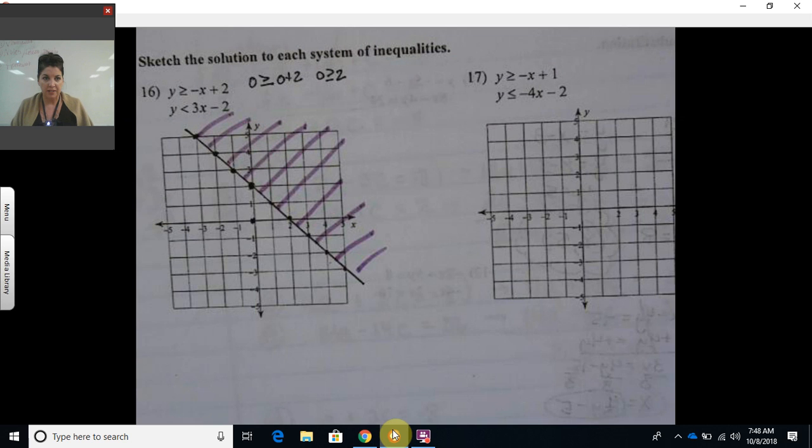But greater than is above, less than is below. Greater than or equal to is above, less than or equal to is below.